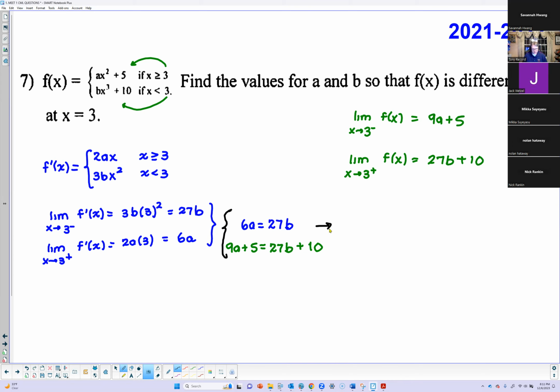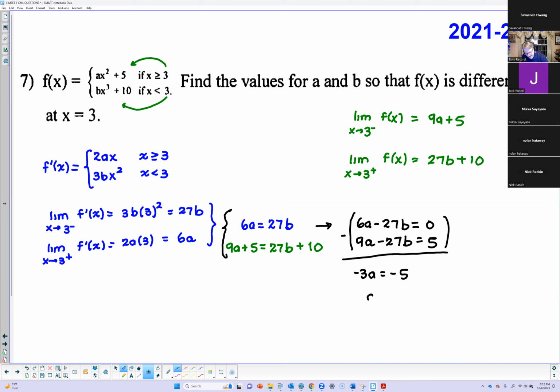No, not substitution. We want elimination on this one because we have 27b in both. Let's do that. I could subtract 27b over in the top equation, subtract 27b over in the bottom equation, and then move the 5 over to the right. Then I think I want to subtract these, right? That's the only way I can get the 27b's to cancel. So I would get negative 3a equals negative 5. Are you kidding me? This is going to have fractional values.